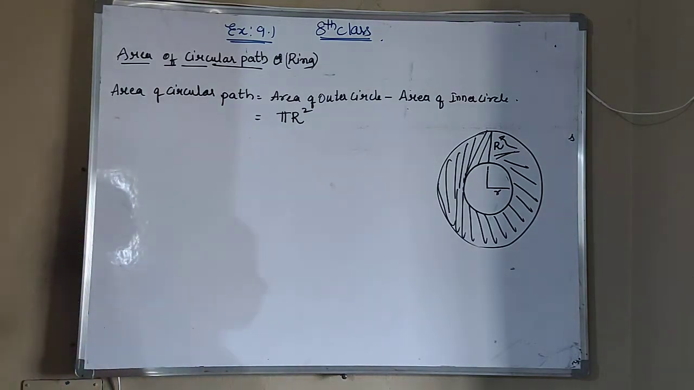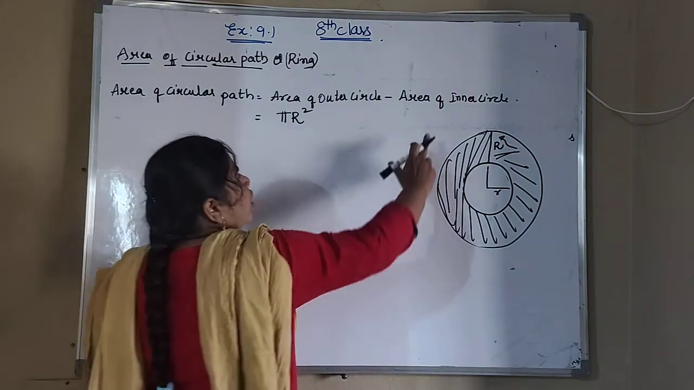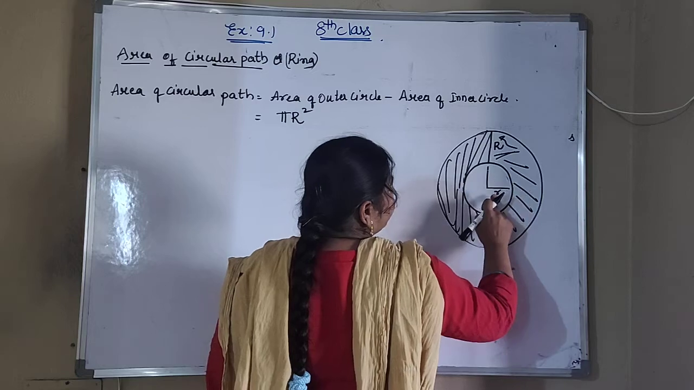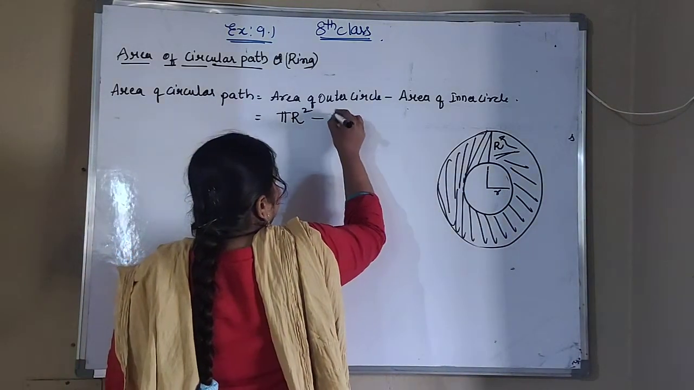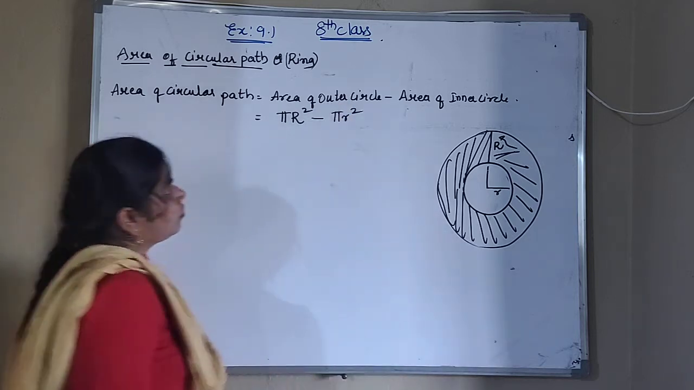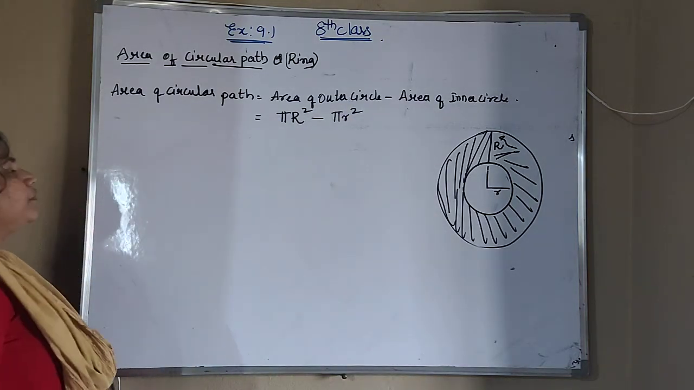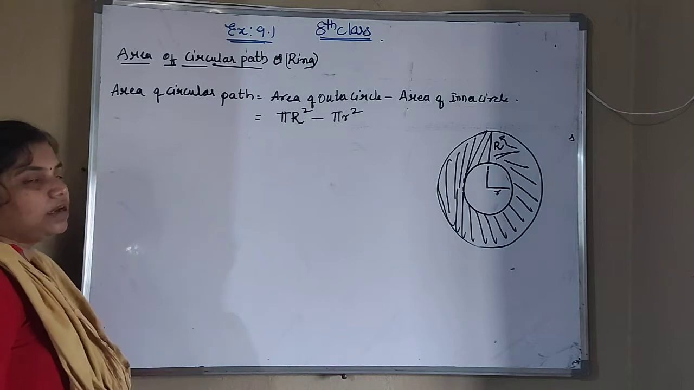Outer circle is pi R square. Now the area of the inner circle. For the inner circle we have taken the radius as small r, so minus pi r square. So what do we have to find? We have to find the area of a circular path.